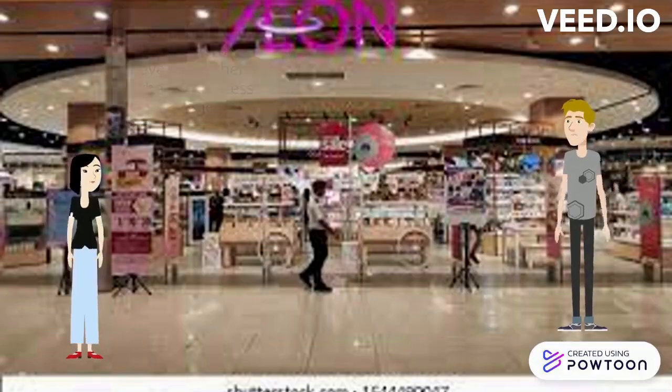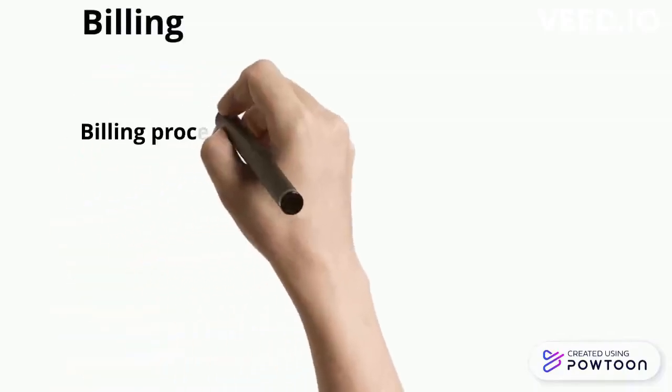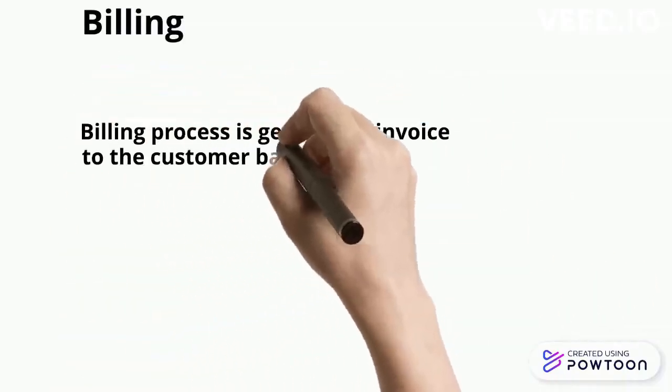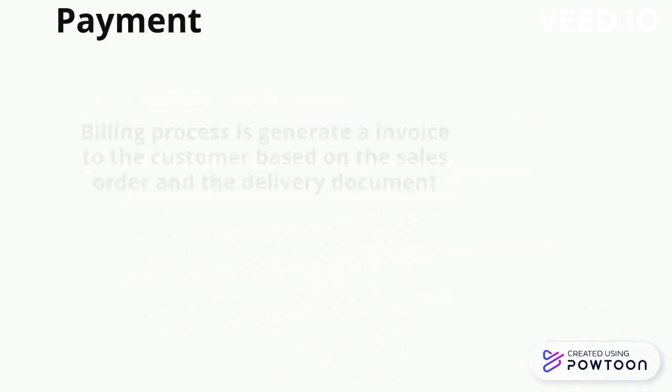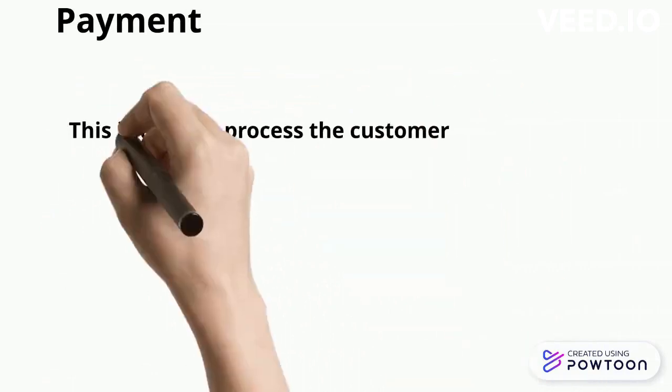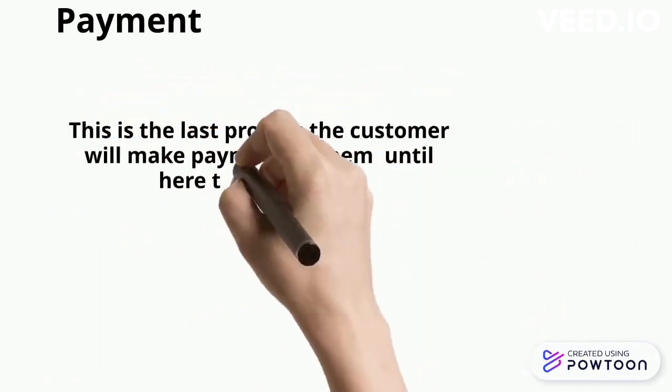Then is the last process, payment. The billing process generates an invoice to the customer based on the sales order and the delivery document. This is the last process: the customer will make payment to them. Up to here, the SD is done.